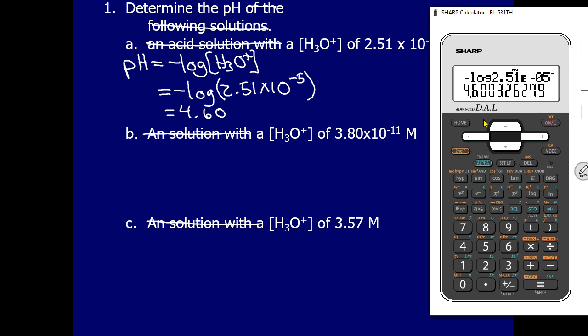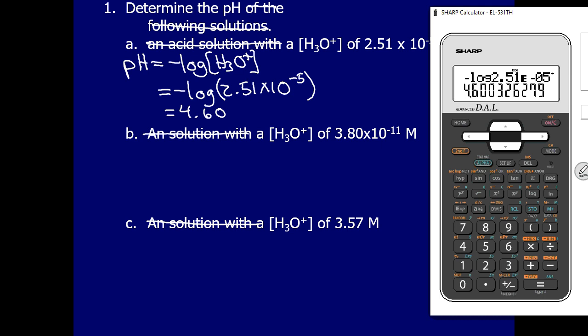Awesome. Go ahead and do the other 2 examples. You're doing them exactly the same way because they are H3O pluses. You're going to get an answer for C that seems a little strange, and we'll talk about that in a moment when I take the rest of them up.